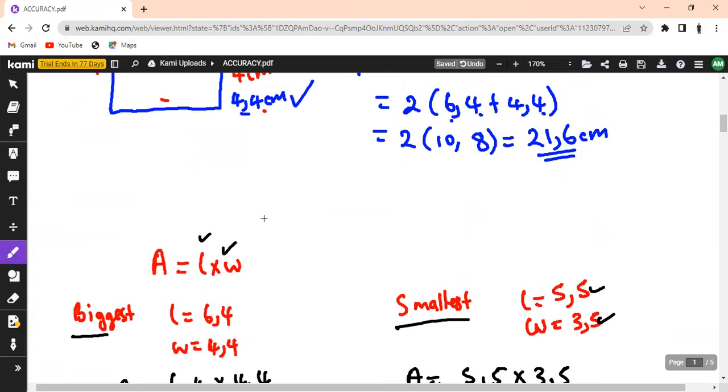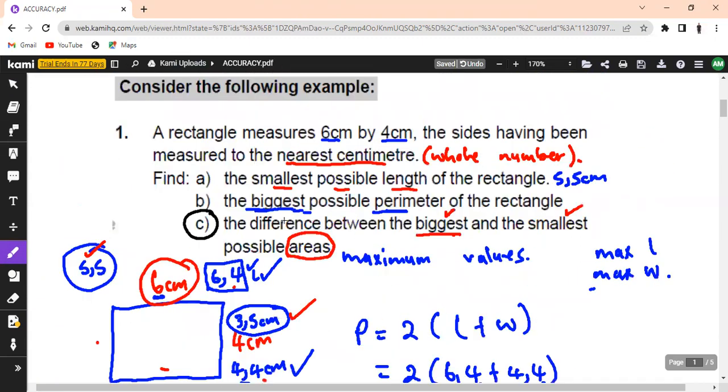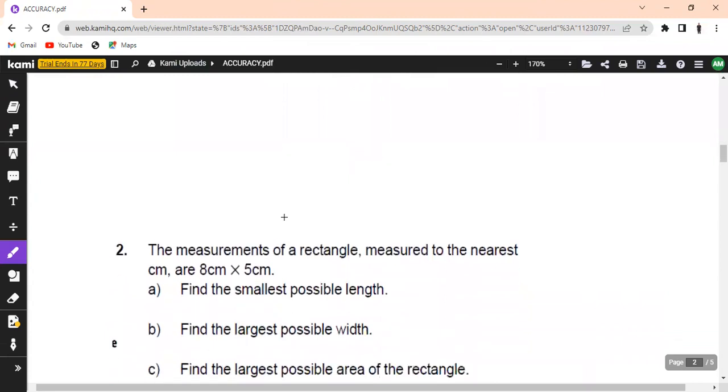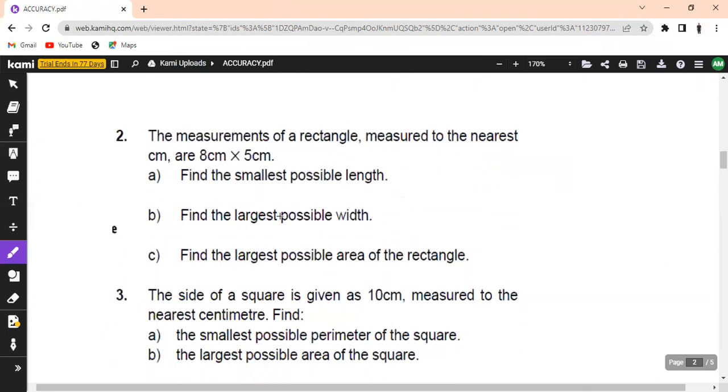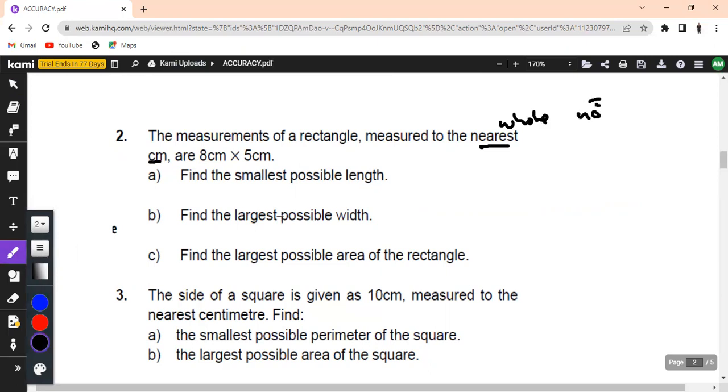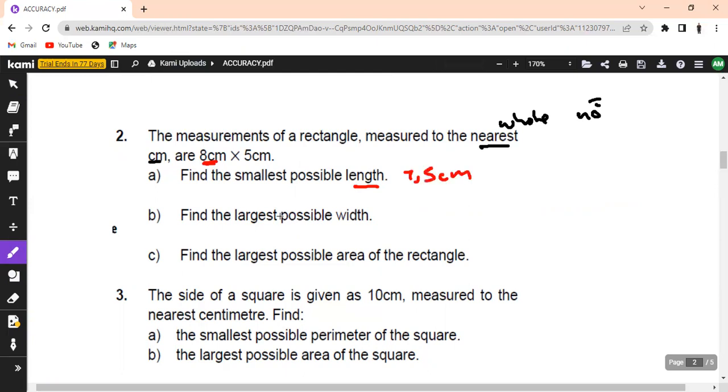As long as you are dealing with limits, that is what you are supposed to know on this platform. As you can see, it's the same thing here. The measurements of a rectangle are measured to the nearest centimeter. I told you it means to the nearest what? Whole number. So we were asked to find the smallest possible length. Definitely your length, you take it from here. The smaller side is 8, so it's going to be 7.5. I hope we are now together. And the largest possible width, your width is 5, so it's going to be 5.4 centimeters.